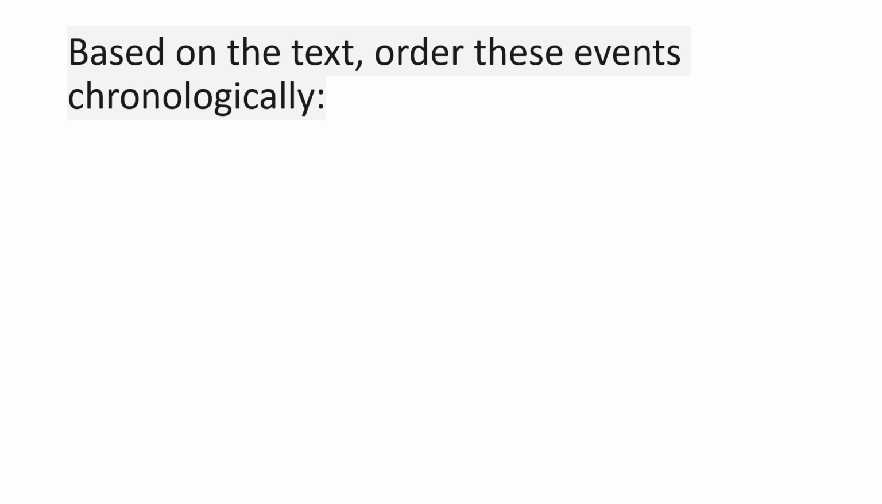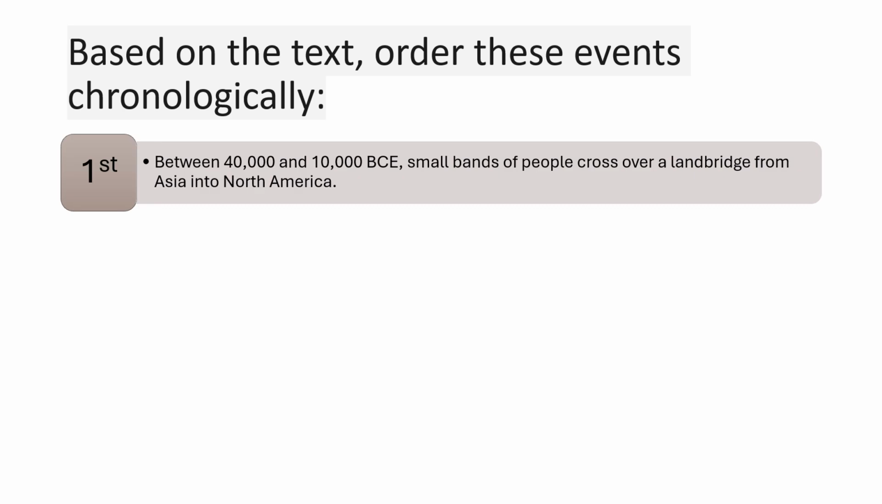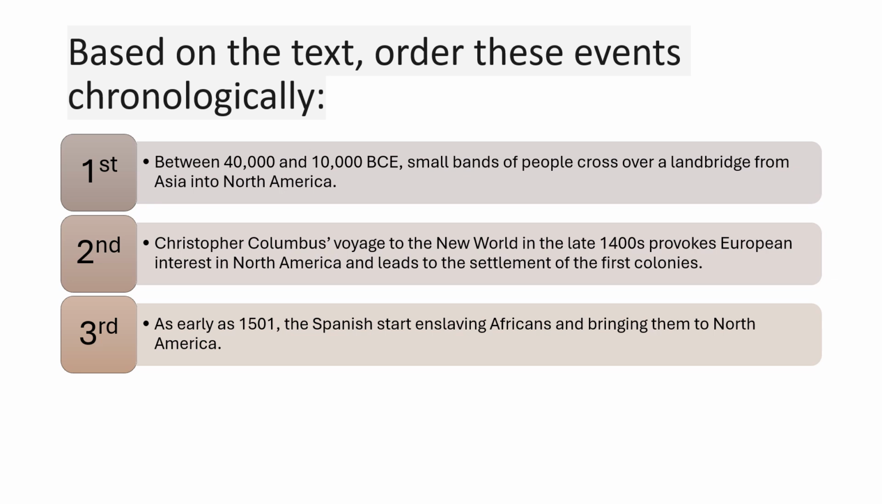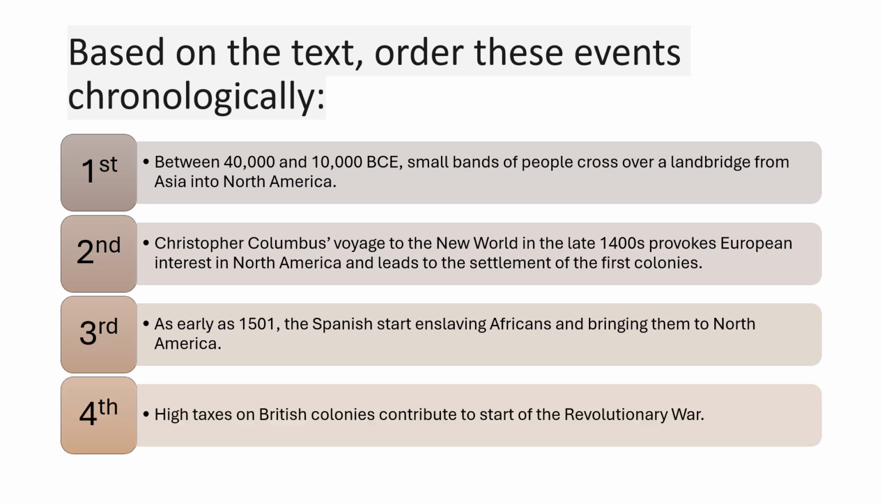Based on the text, order these events chronologically. First, between 40,000 and 10,000 BCE, small bands of people cross over a land bridge from Asia into North America. Second, Christopher Columbus's voyage to the New World in the late 1400s provokes European interest in North America and leads to the settlement of the first colonies. Third, as early as 1501, the Spanish start enslaving Africans and bringing them to North America. Fourth, high taxes on British colonies contribute to the start of the Revolutionary War.